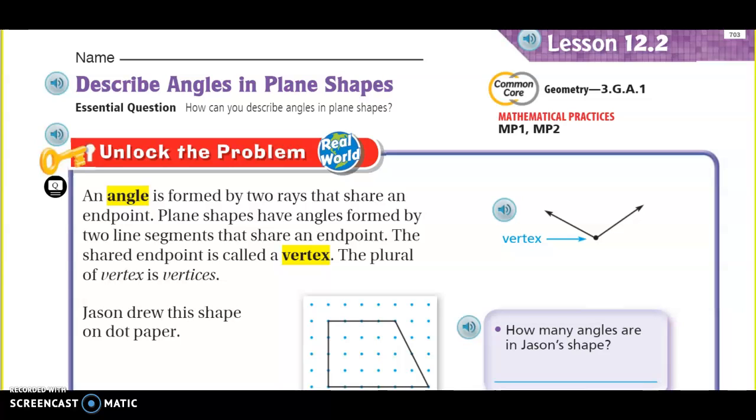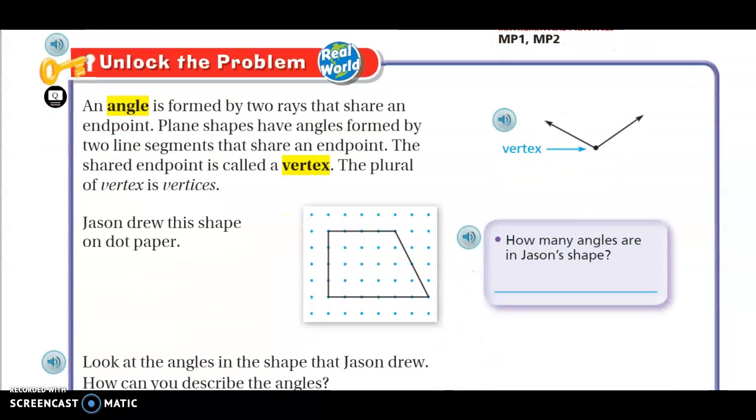Alright class, welcome back. We are now on our second lesson of our extended break. We are on lesson 12.2, describing angles and plane shapes. Hopefully you watched the Math Antics video about angles and the different types of angles and how they're formed. So our GoMath lesson is going to take us a little bit deeper into that and get a chance to actually practice and see some of the examples that he talked about.